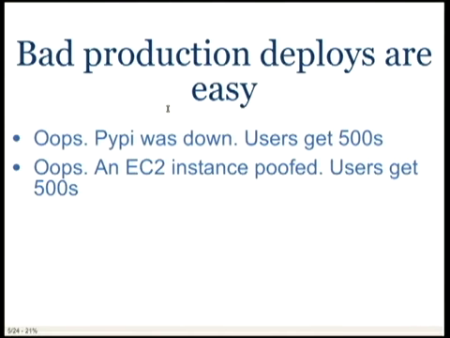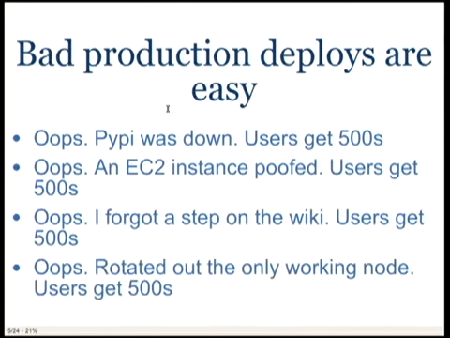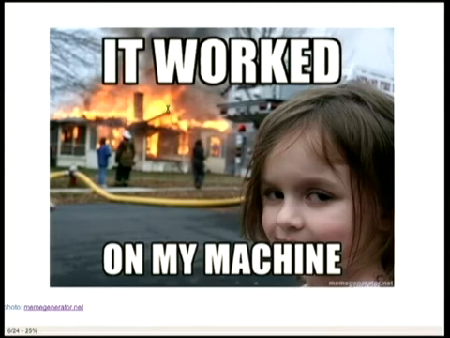So it's easy to make a bad production deploy. PyPI's down, 500s. EC2 instance goes poof, you get 500s. Someone forgets a step, they get 500s. You rotate out the only working node from the load balancer, you get 500s. It worked on my machine.